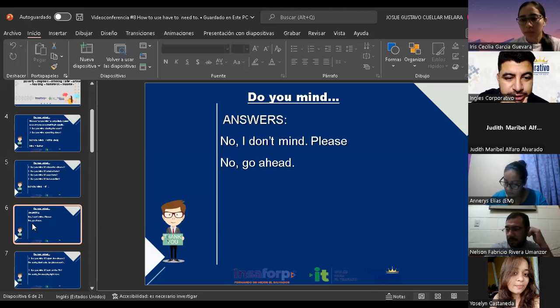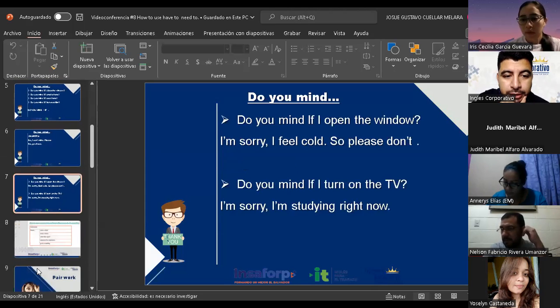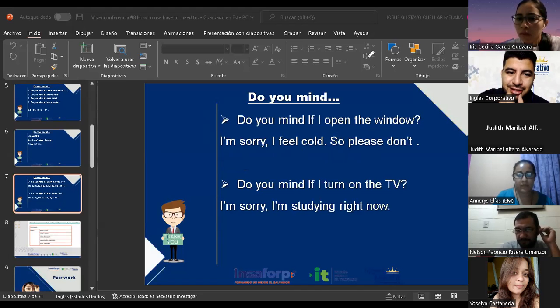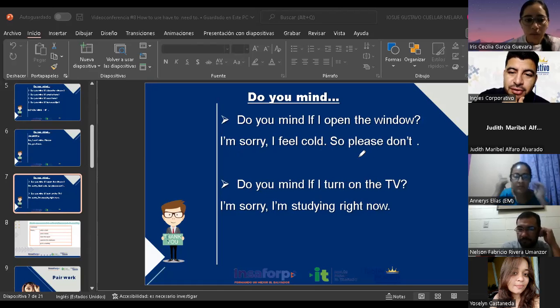Que serían estas. Okay. Ahora, que tenemos esto, tenemos otros ejemplos. Do you mind if I open the window? ¿Te molesta si abro la ventana? Y ustedes pueden decir, I'm sorry, I feel cold. So please don't. Eso es cuando alguien quiere hacer alguna acción y ustedes no quieren. Por ejemplo, ¿te molesta si abro la ventana? Y ustedes dicen, lo siento, hace frío, o siento frío, por favor, no. Okay? I'm sorry, I feel cold, so please don't. O simplemente pueden decir, please don't, por favor, no.